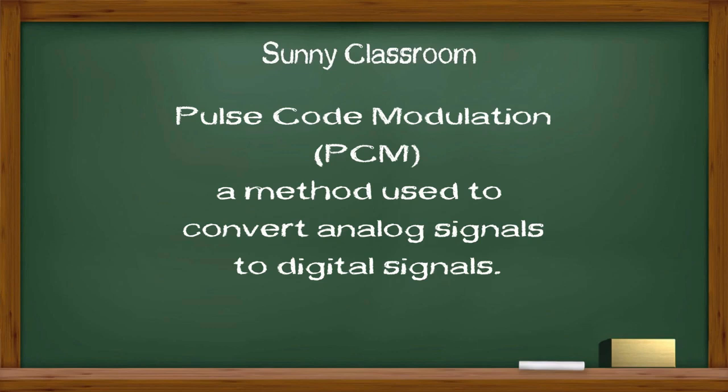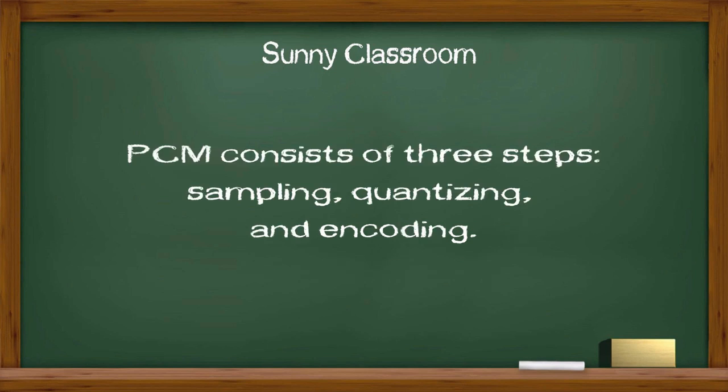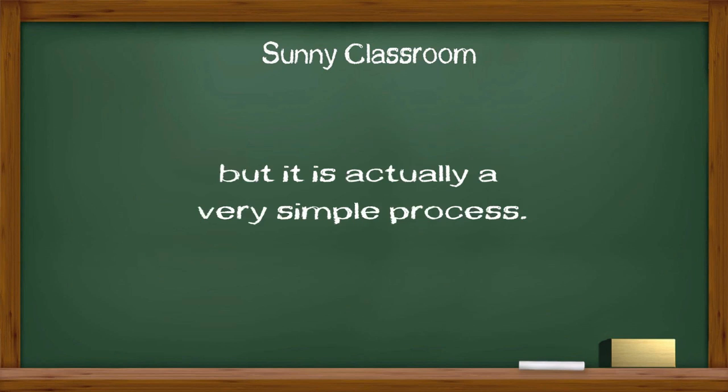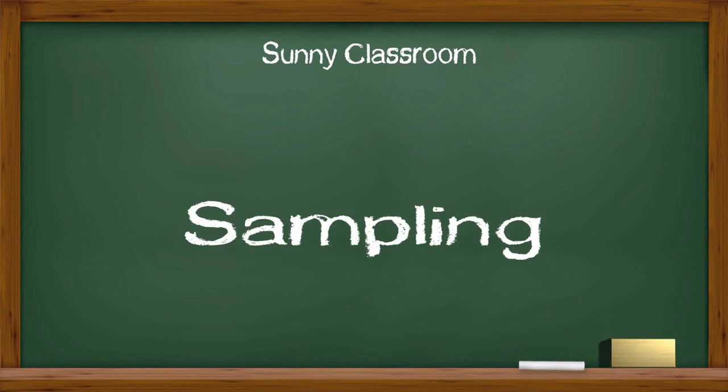Welcome back. Today my topic is pulse code modulation, or PCM, a method used to convert analog signals to digital signals. PCM consists of 3 steps: sampling, quantizing, and encoding. PCM may sound very complicated because it involves many big words, but it's actually a very simple process. Let's start with the first step, sampling.